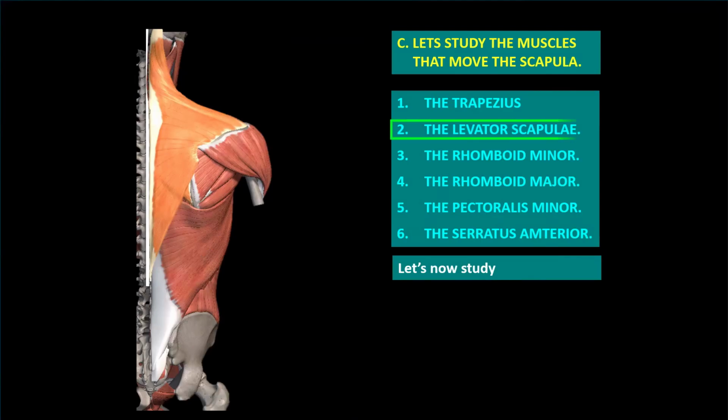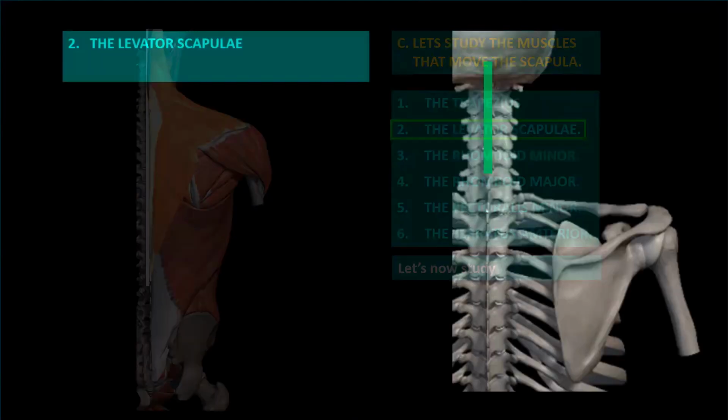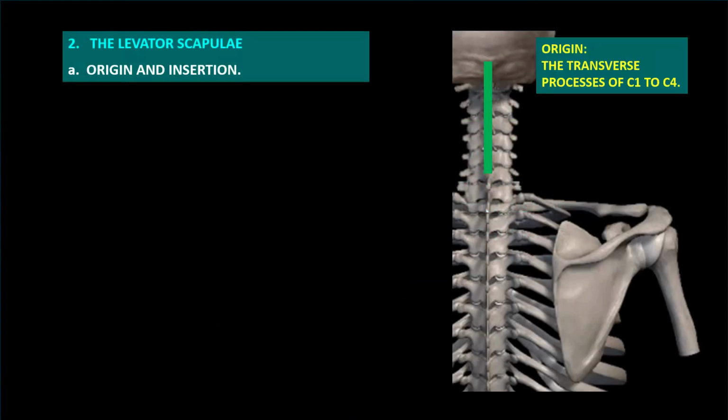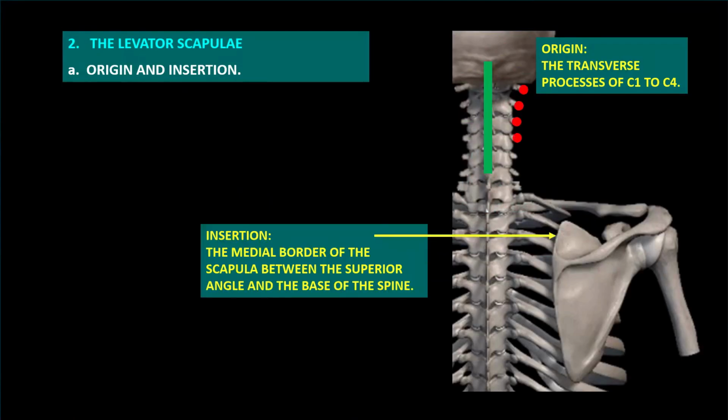Let's now study the levator scapulae. A, origin and insertion. Origin, the transverse processes of C1 to C4. Insertion, the medial border of the scapula between the superior angle and the base of the spine. Let's insert the muscle.